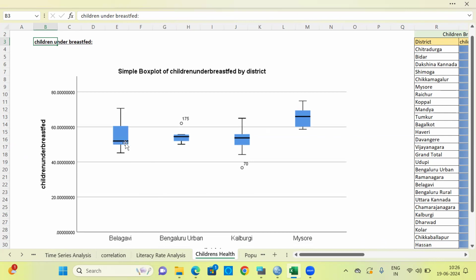As you can see, this is the box plot. We have 4 different administrative headquarters. Therefore, we are getting 4 different box plots. The highest number of children who are under breastfed belong to the headquarters of Mysore. So Mysore administrative division has the highest proportion of children who are under breastfed.